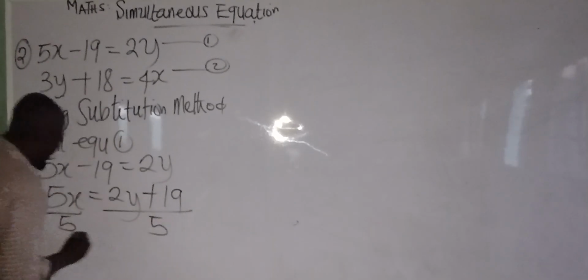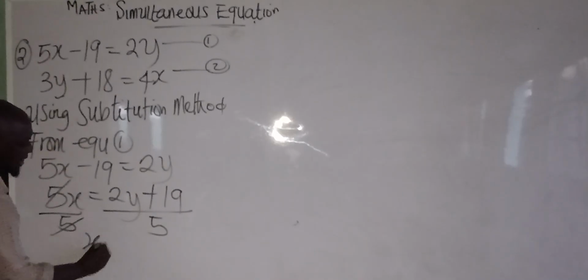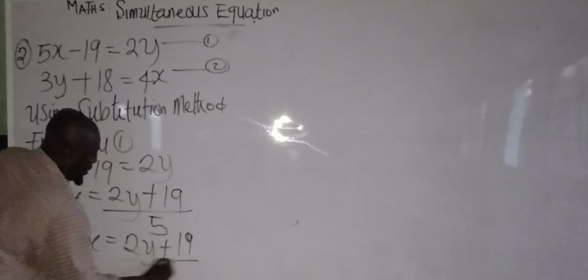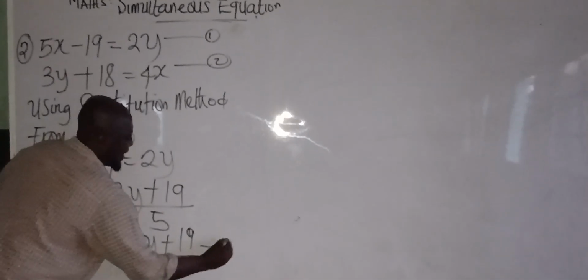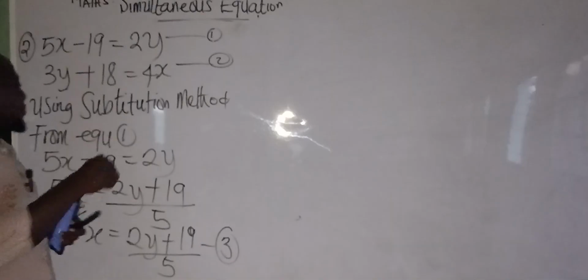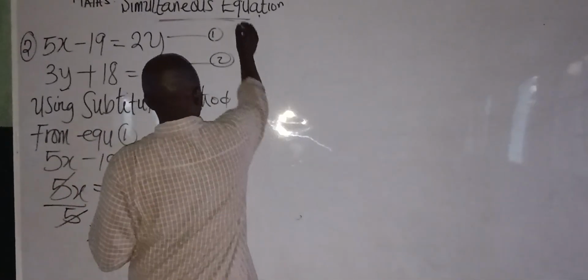Divide all of this one by 5, so that this can take care of this. So I have that x equals 2y plus 19 over 5. This becomes my equation 3. Remember that this is my equation 1, this is my equation 2, and that becomes my equation 3.